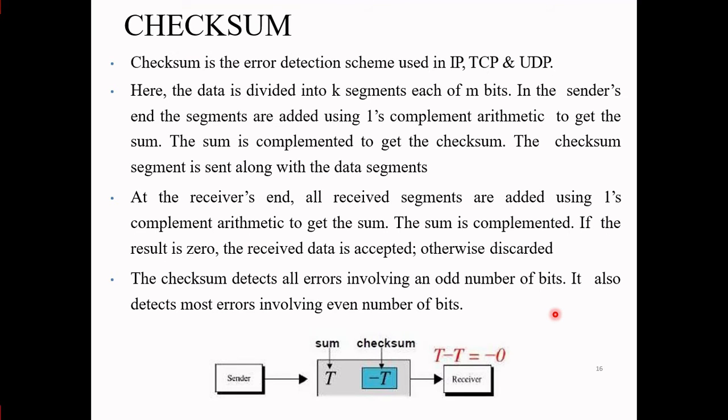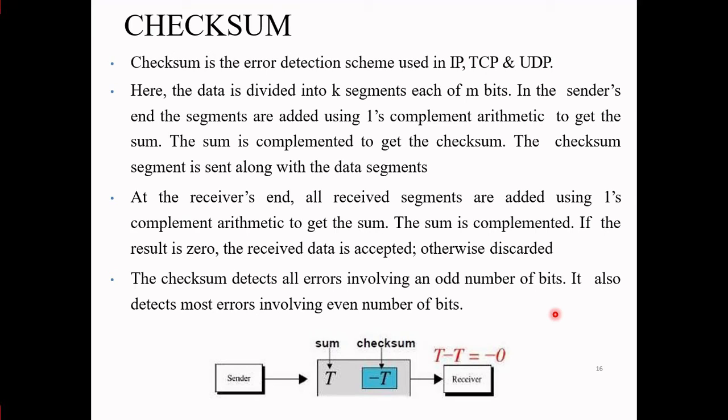Now the next method is checksum. The checksum is the error detection scheme used in IP, TCP and UDP. Here the data is divided into K segments, each of M bits, at the sender's end. The segments are added using 1's complement arithmetic to get the sum. The sum is complemented to get the checksum. The checksum segment is sent along with the data segments.